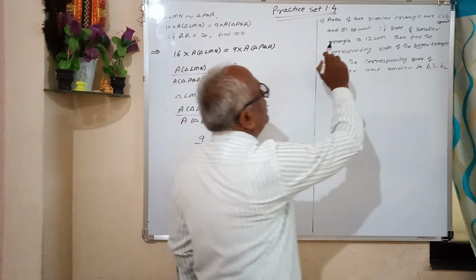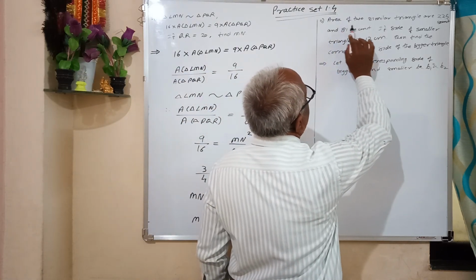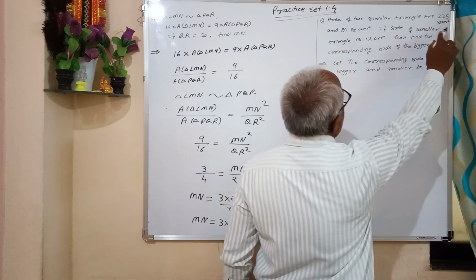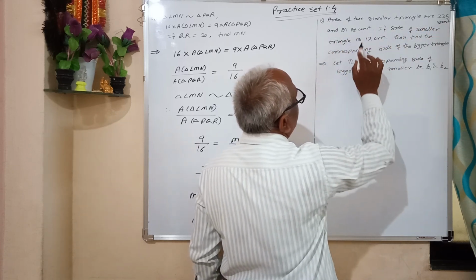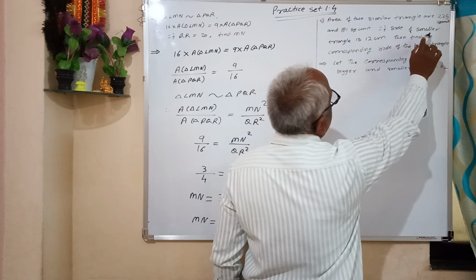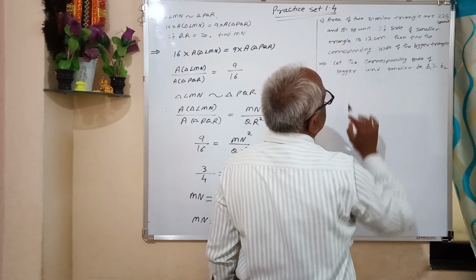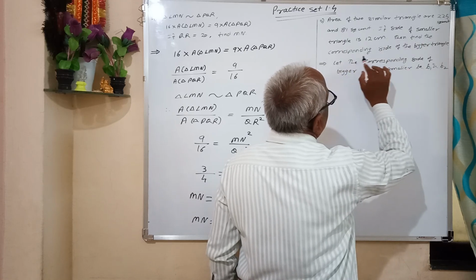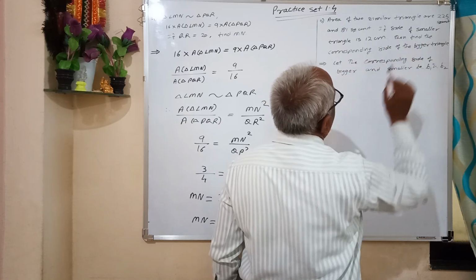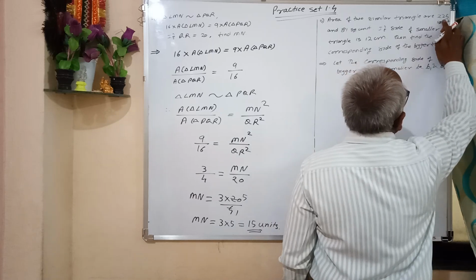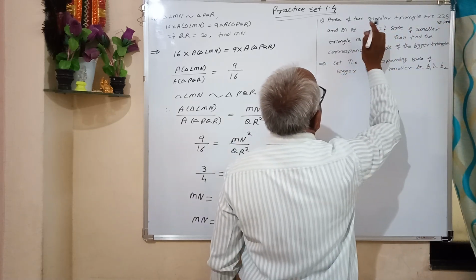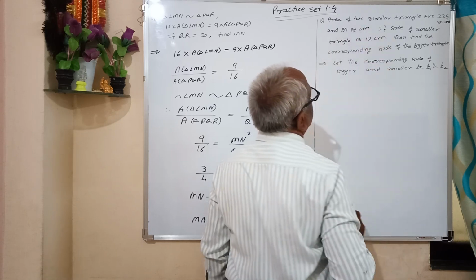Now, fifth one, area of triangle. Areas of two similar triangles are 225 square unit and 81 square unit. If the side of the smaller triangle is 12 centimeter, then find the corresponding side of the bigger triangle. Here square centimeter it should be there. Here also square centimeter it should be there.